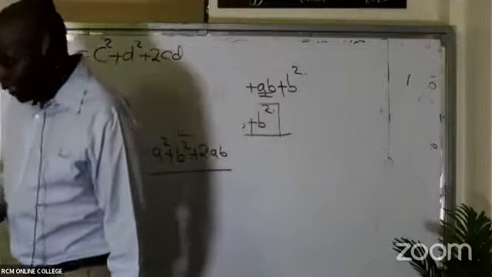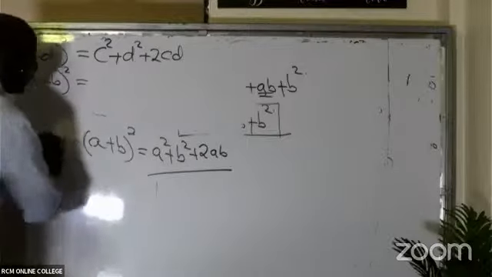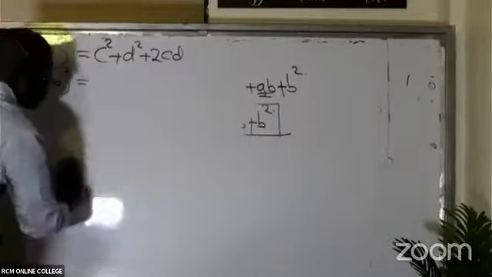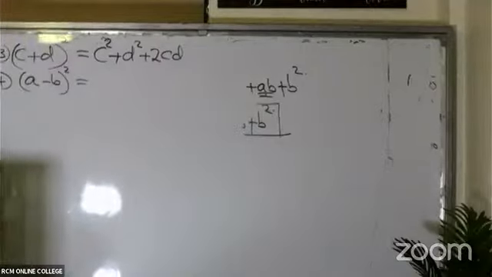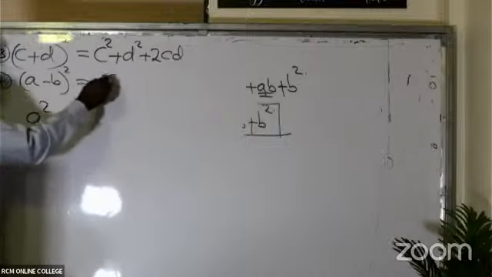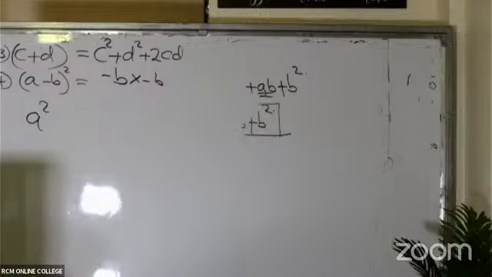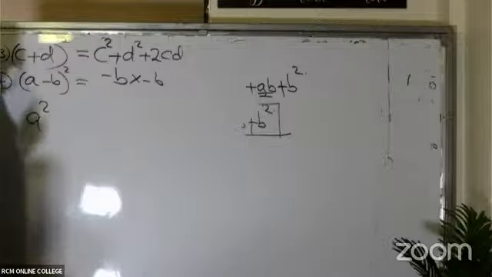Now, there are two ways of mastering this. We can become a master of this by knowing that we are squaring every term inside here. If we square every term, this becomes A squared. Minus B squared is the same as minus B times minus B. So when we square a negative number, it becomes positive.